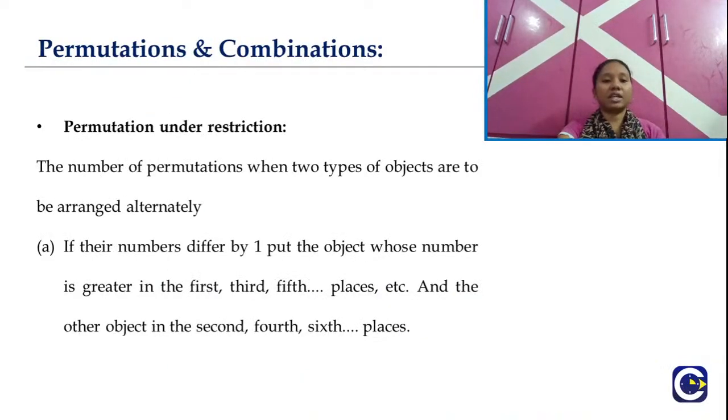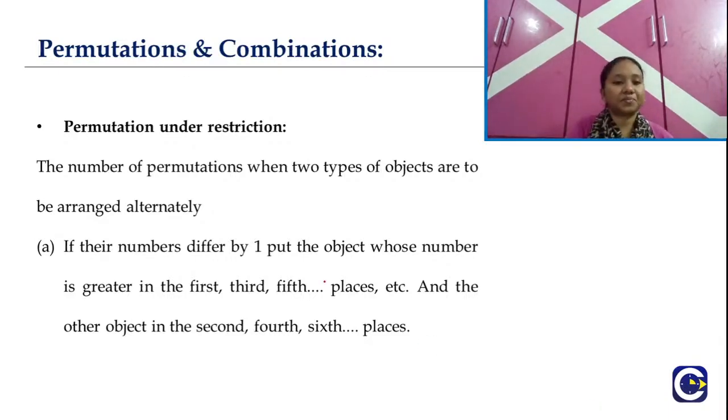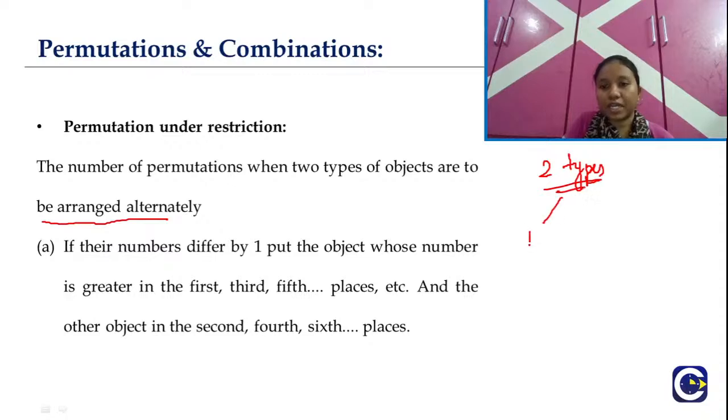Right, so let's move on to the next. So far we have seen a few permutations under restriction and we have done a few questions. Now let's deal with some other restrictions. The number of permutations when two types of objects are to be arranged alternately. Here we have two types of objects and we have to arrange them alternately. Let me take one type as this and the other as this.